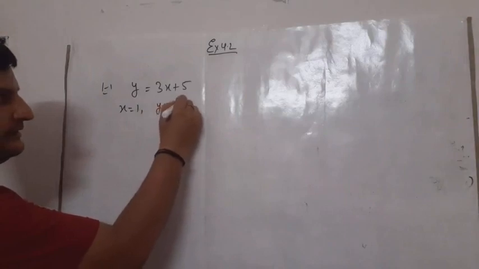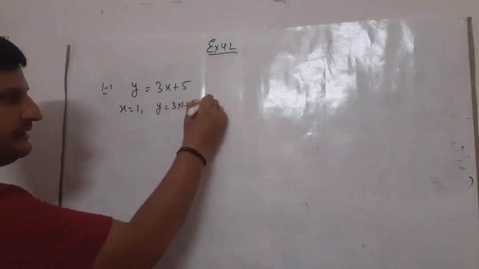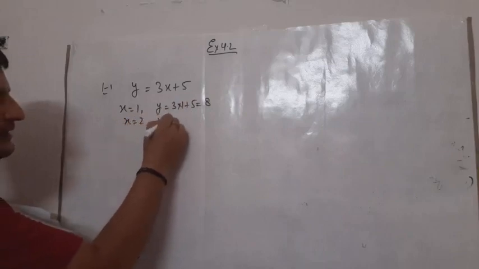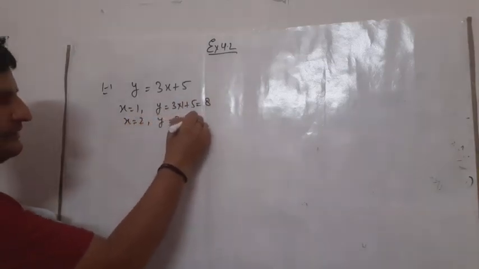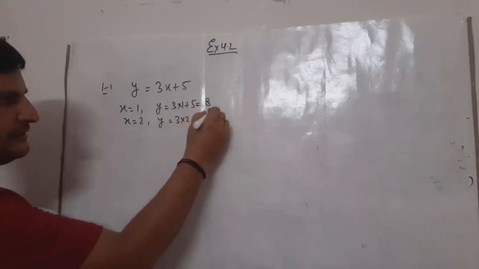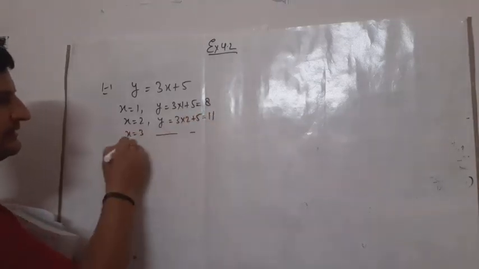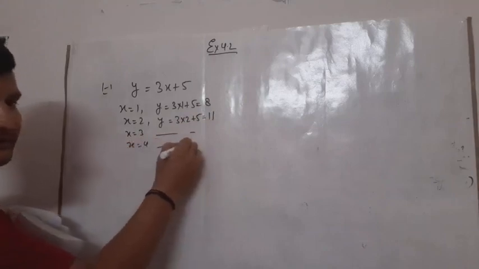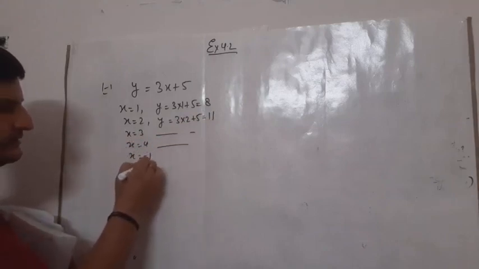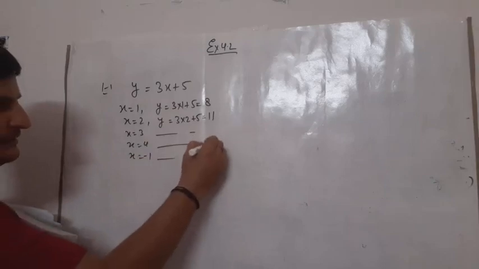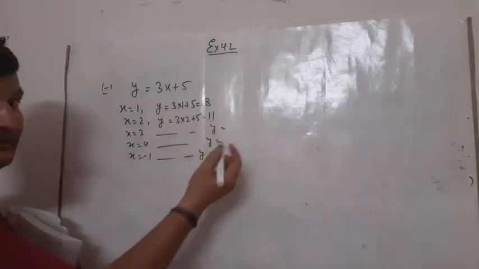Y is equal to 3 into 1 plus 5, that is 8. Similarly, if I am putting x is equal to 2 here, so y is equal to 3 into 2 plus 5, that is 6 plus 5 is equal to 11. Similarly, if you put x is equal to 3, you will get another answer. X is equal to 4, you will get another answer. If I am putting x is equal to minus 1, you will get another answer. Similarly, here you will get these values of y.